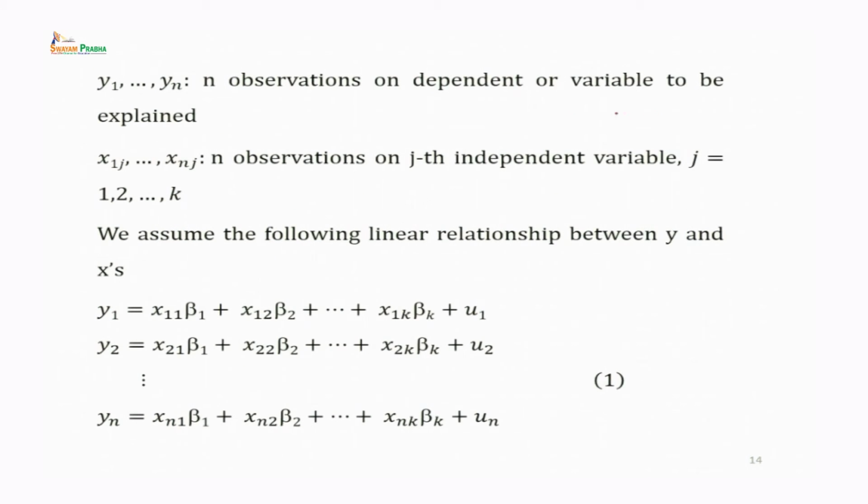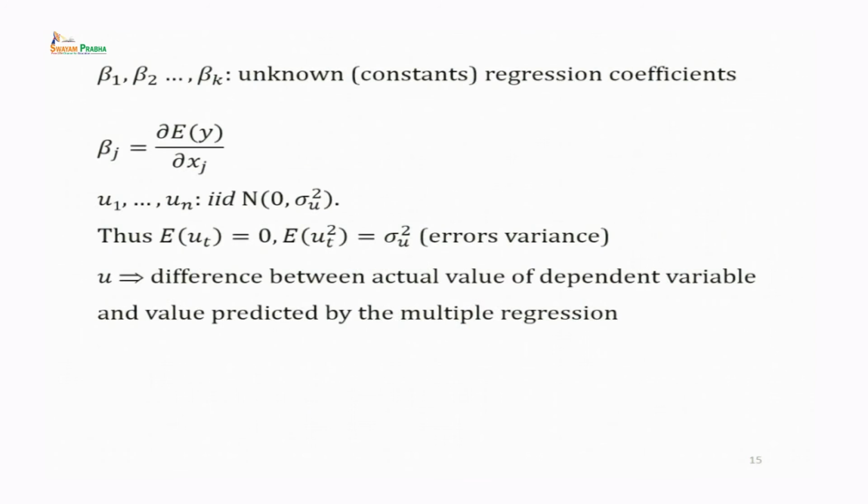So, again we take n observations on the dependent variable, then you have n observations on the jth independent variable, and in all you have k independent variables. These are the n observations on the jth independent variable, and j varies from 1 to k. Then we assume the following linear relationship between y's and x's. So, you have n observations on y, then y_1 is equal to x_11 beta_1 plus x_12 beta_2 plus so on plus x_1k beta_k plus u_1 and so on. So, you have this set of n equations. Now, we write this set of equations in matrix form using matrix notation.